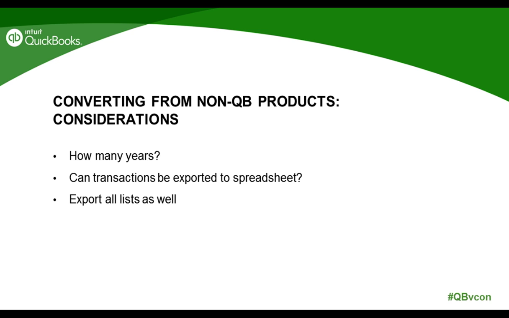So if we're converting from non-QuickBooks products, there are some considerations that you should think about. How many years of data do you want to have in there? Usually we just do a starting date, but if they want lots of years of data, that's something to think about. And can those transactions be exported to a spreadsheet? And can all of their lists be exported as well?